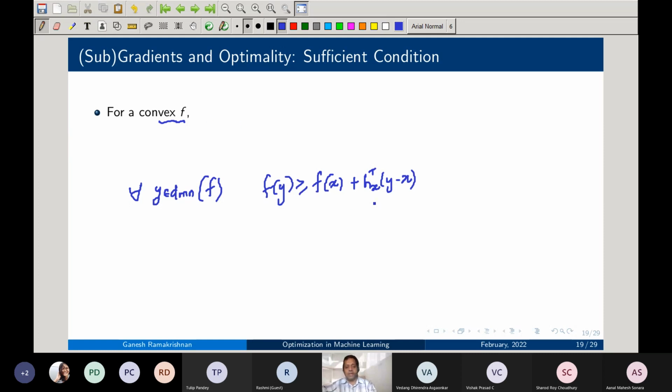So now, if there exists, okay, now there's a formal statement I'm making, there exists 0 which is an element of the subdifferential of f at x, that is, h_x equals 0 is a valid subgradient.